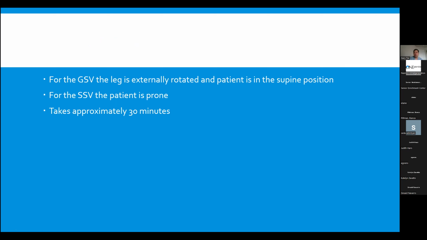Door to door, it takes about 30 minutes, probably an hour because we have to clean up the skin, but usually the procedure itself is only 30 minutes. For the GSV, again, that's the one from the medial ankle to the medial thigh. We usually just have the patient lay on their back and frog leg the leg, meaning sort of open up the knee. For the small saphenous vein, that's the one from behind the ankle to behind the knee. The patient's usually on their stomach.